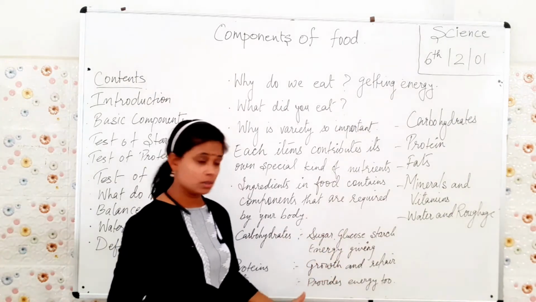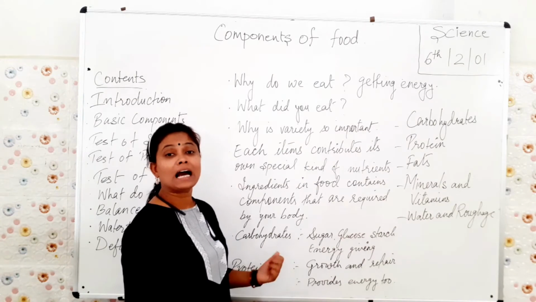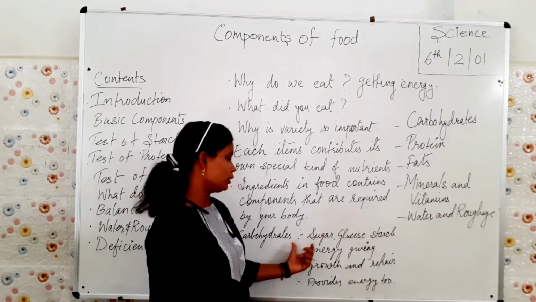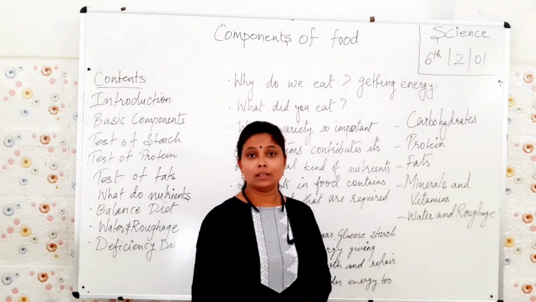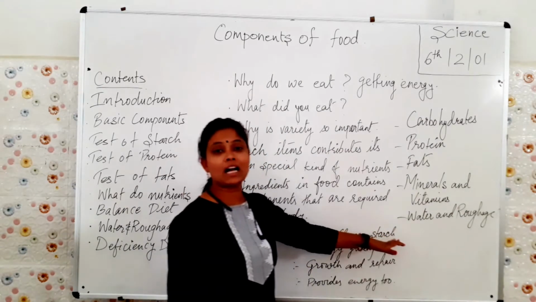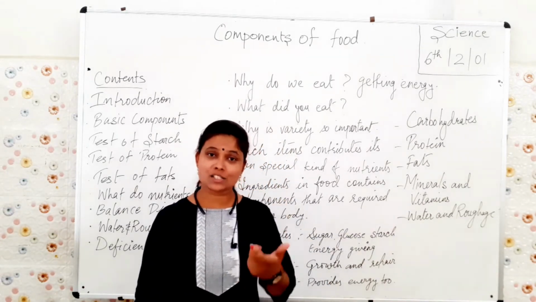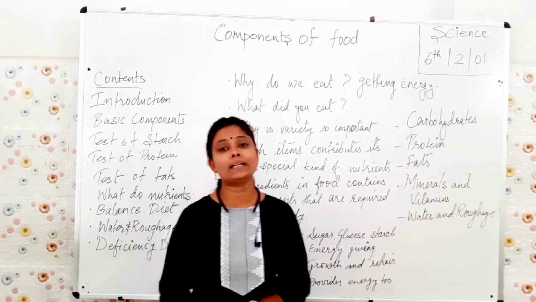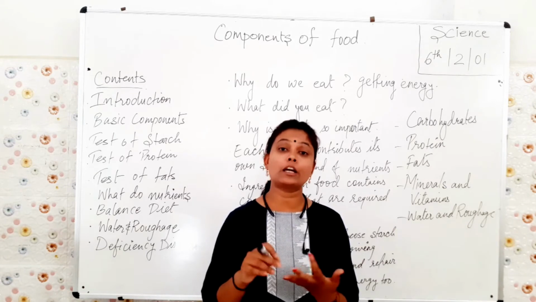Sugar, glucose and starch. These are the things present in carbohydrate foods. Foods like rice and bread have starch present in them. If you need quick energy, you can have glucose. It is in a liquid form.